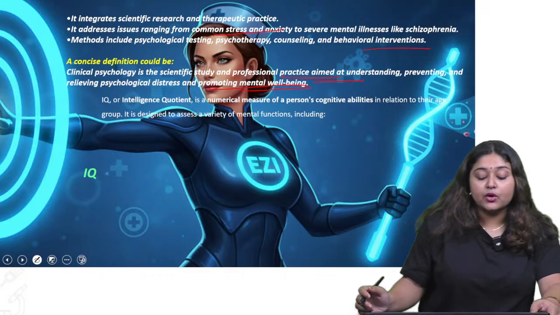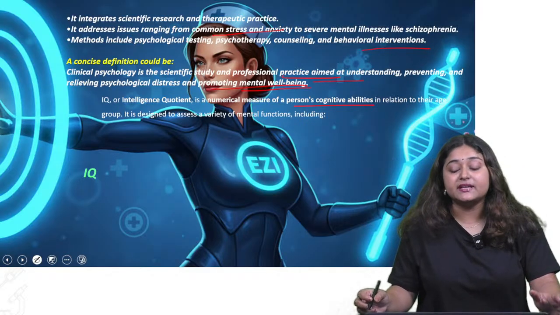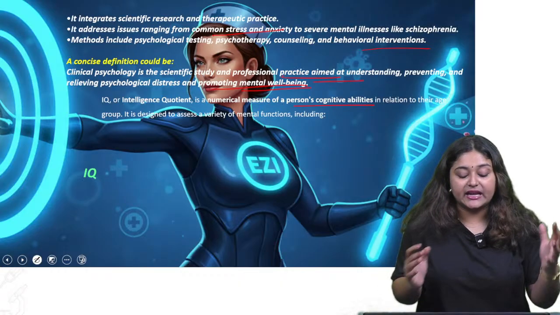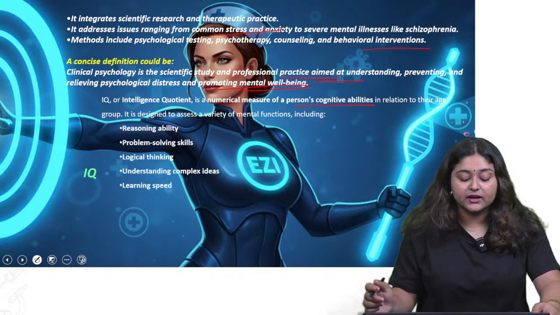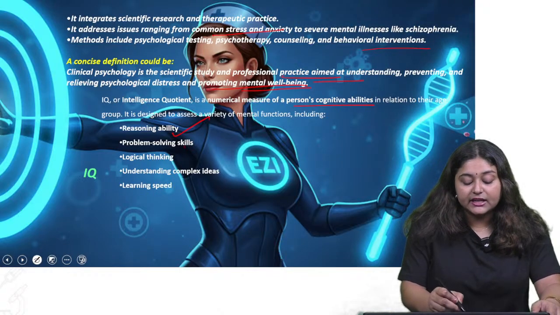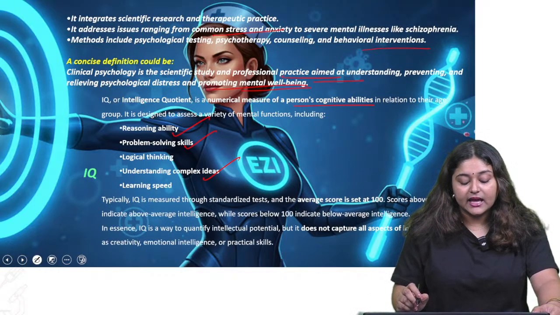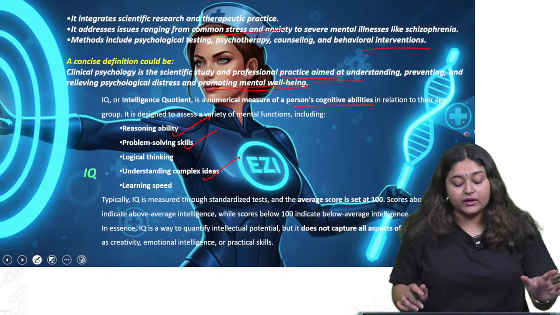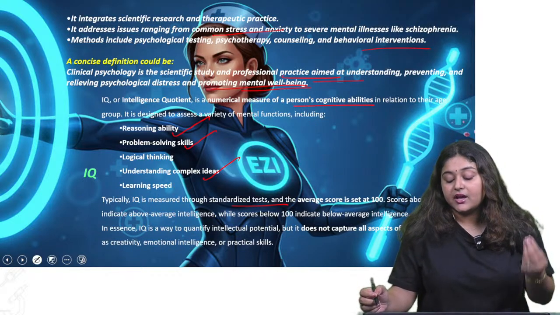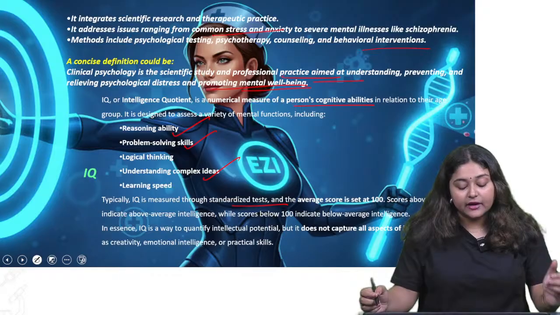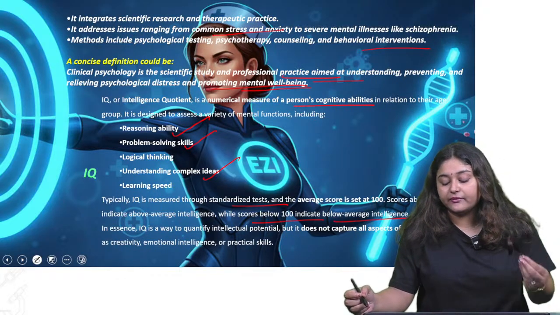Now come to the IQ or intelligence quotient. It is a numerical measure of a person's cognitive abilities in relation to their age group. It is mainly designed to assess a variety of mental functions, including reasoning ability, problem solving skills, logical thinking, understanding complex ideas and learning speed. Typically IQ is measured through standardized tests and the average score is set at 100. Scores over 100 indicate above average intelligence, while scores below 100 indicate below average intelligence.